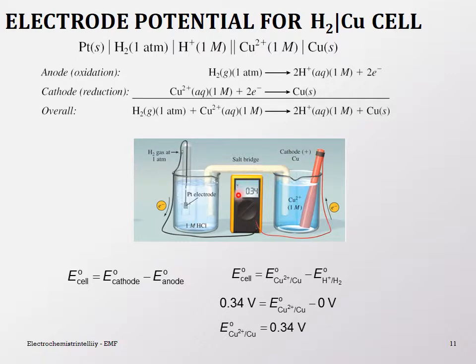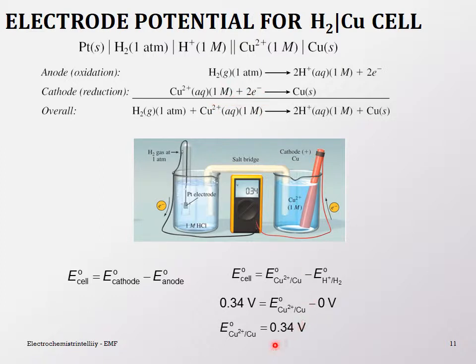So the electrical current generated now is 0.34. Again, your E cell is E cathode minus E anode, and all of this is standard condition. So E cell, which is 0.34, is equal to E for copper, because that's the cathode at this point, minus the hydrogen gas as your anode, which is 0. Which means that your E electrode potential for copper ions to copper is 0.34. And remember, this is the reduction potential.